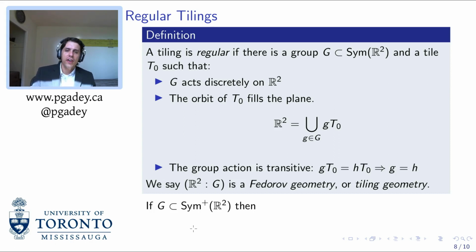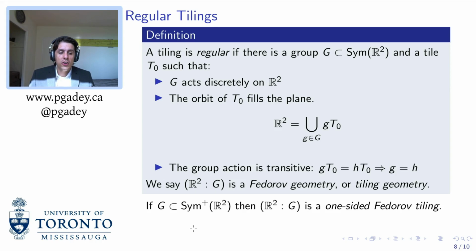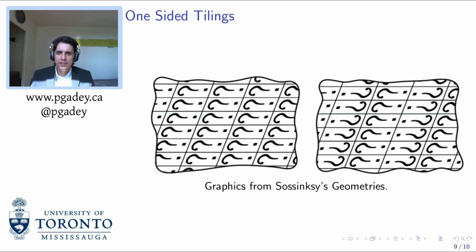If we have a group of transformations that's orientation preserving, so that every element is either a rotation or a translation, then we call this a one-sided Fedorov tiling. So that is to say, it's sort of monohedral. Every tile can be obtained as a translation or rotation of one tile, and we never need to turn the tile over to do so. Okay, let's have a look at a couple of one-sided Fedorov tilings. Here are two examples from our textbook.